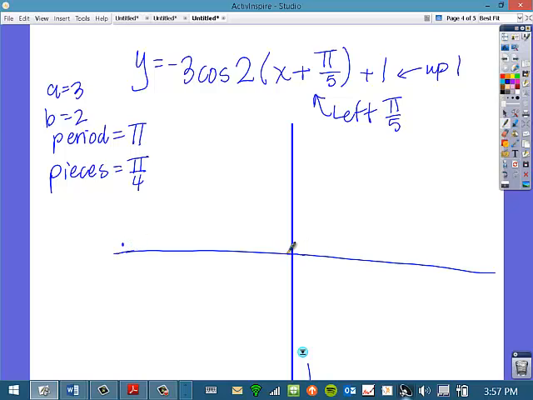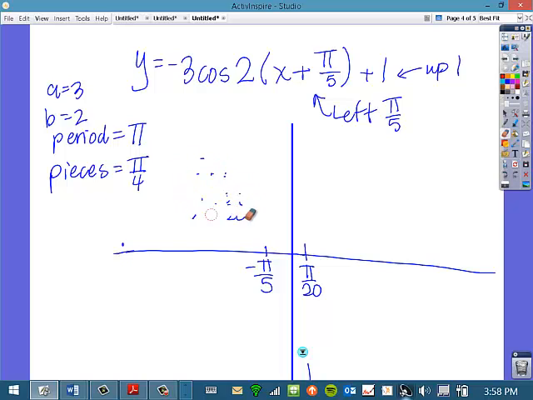All right, so I'm going to shift it to the left pi over 5, and you're at negative pi over 5. And my pieces are pi over 4, so I'm going to add pi over 4 to complete my period. So negative pi over 5 plus pi over 4. Well, those have to have a common denominator, which would be 20. So this would be negative 4 pi plus 5 pi, which gives you positive pi over 20.